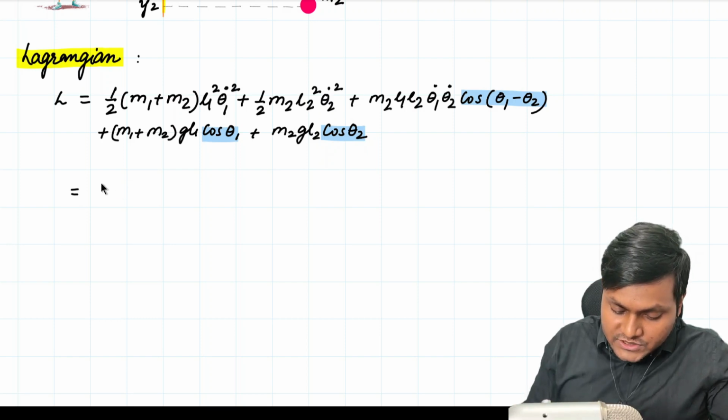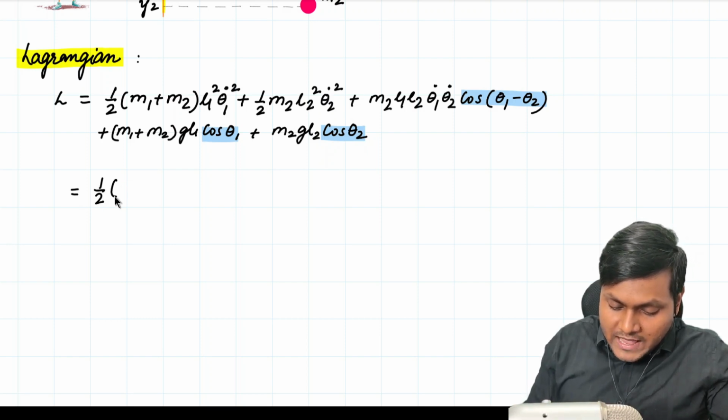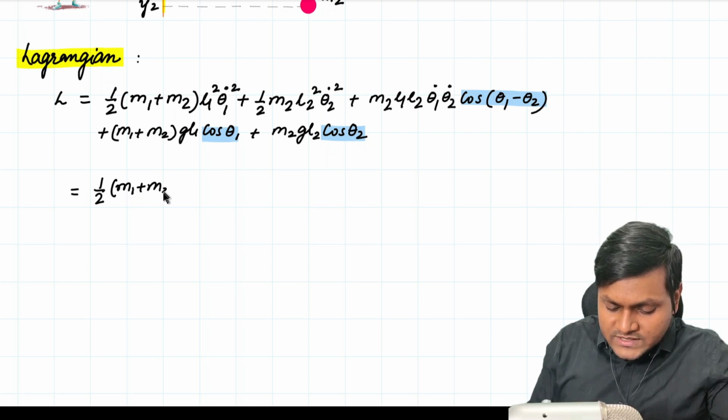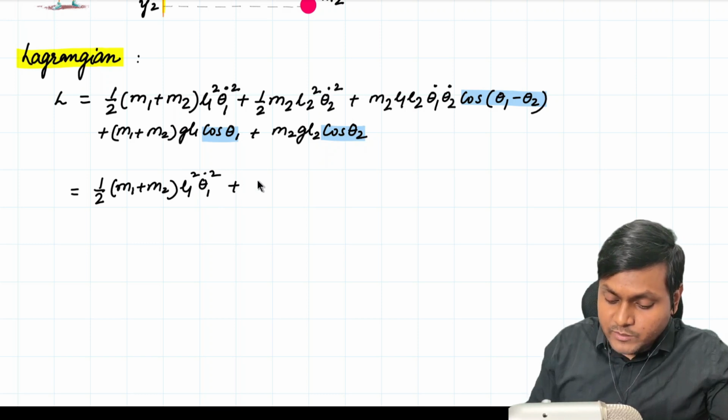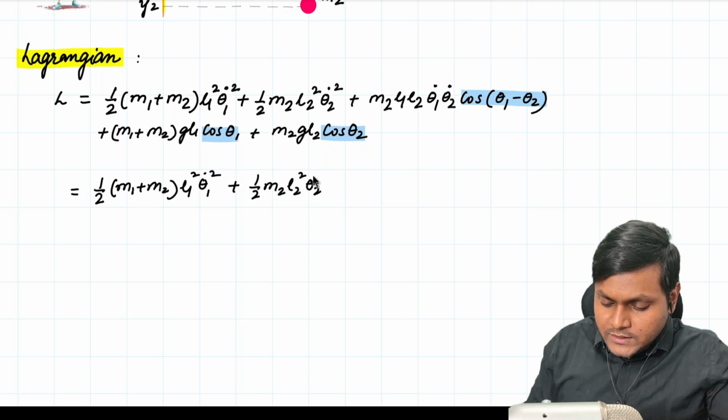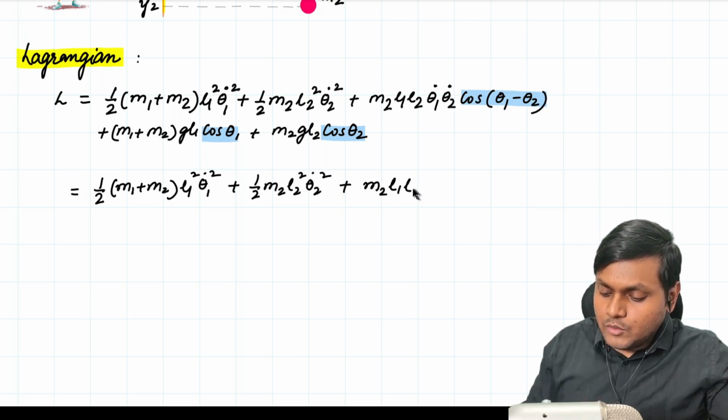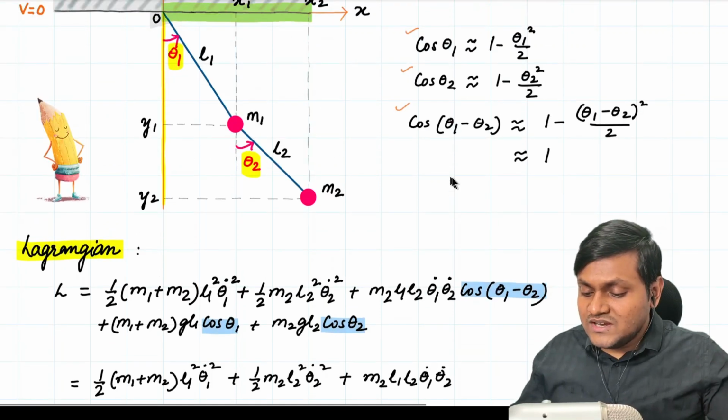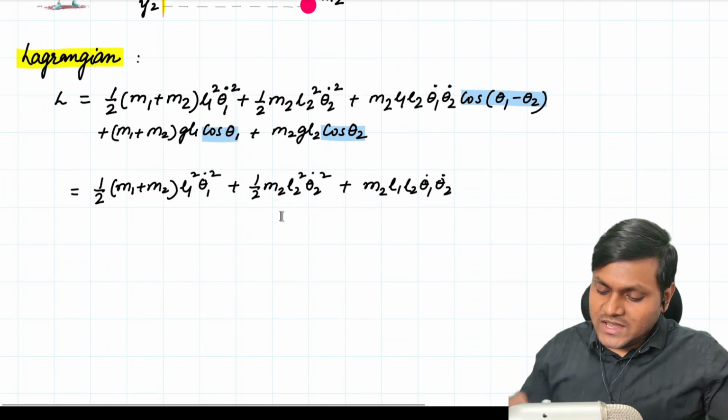which is where I'm going to start my calculations for today. So you will have half (m1 plus m2) L1 square θ1 dot square. The first term will remain the same. Half m2 L2 square θ2 dot square. Second term will remain the same. The third term will become m2 L1 L2 θ1 dot θ2 dot. Now cos(θ1 minus θ2) I can choose as just 1.